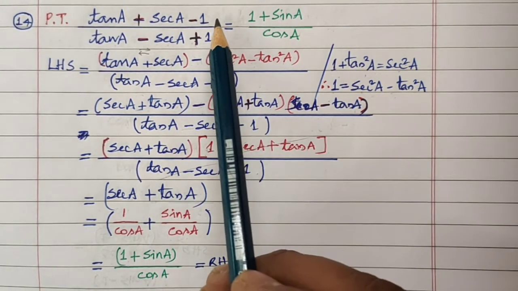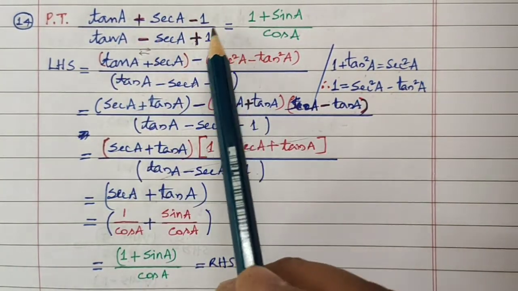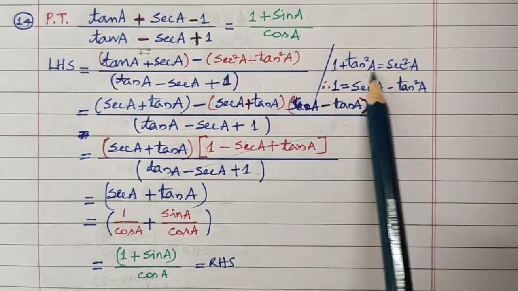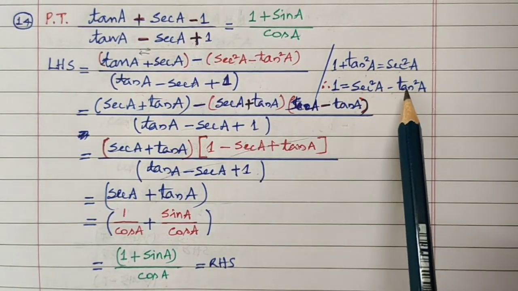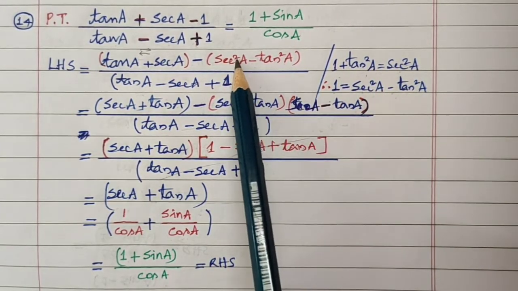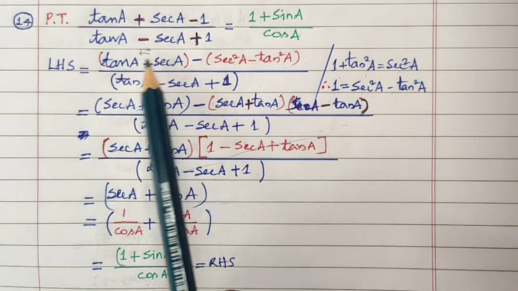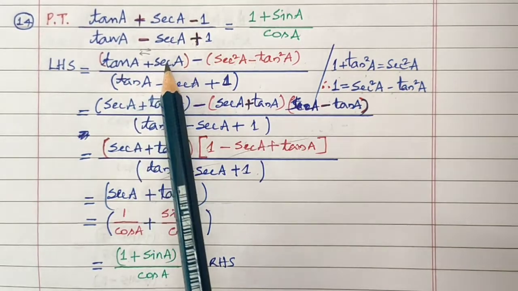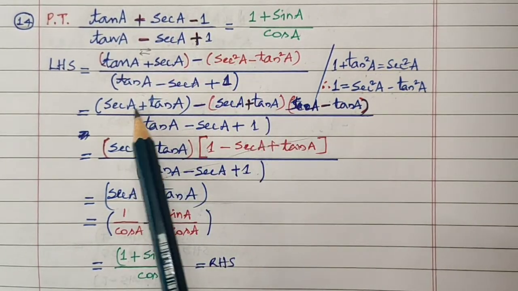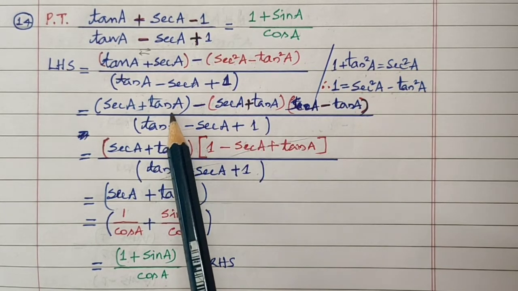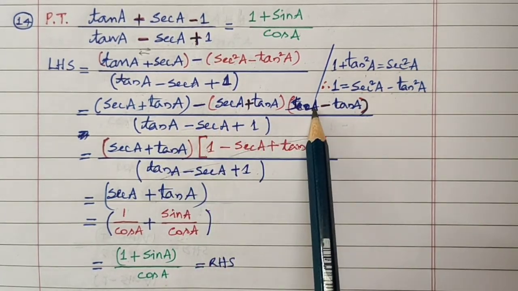In this problem, as soon as you see we cannot do anything with this, you just try to change 1 using this formula. So replace with this. Once you get this, you write this as a square minus b square, which is equal to (a plus b) into (a minus b). You change the places so that we can get the common of these two, secant A plus tan A. We take secant A plus tan A common, then bring this sign inside.